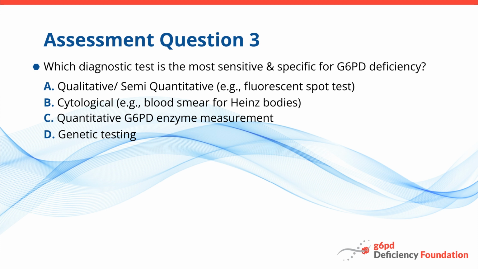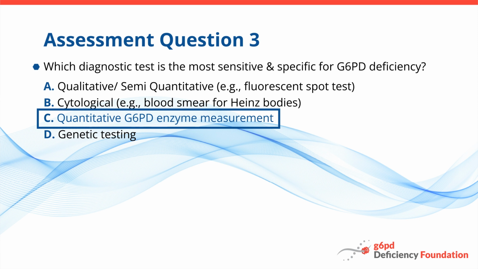The correct answer is C. Quantitative G6PD enzyme measurement. If there is no acute hemolysis occurring, an accurate enzymatic activity level can be obtained. Quantitative testing is highly sensitive, which leads to a lower incidence of false negative results. Quantitative testing is also very specific to confirm if one is not G6PD deficient, thus a lower incidence of false positives.